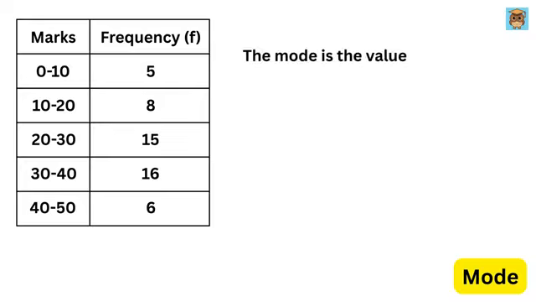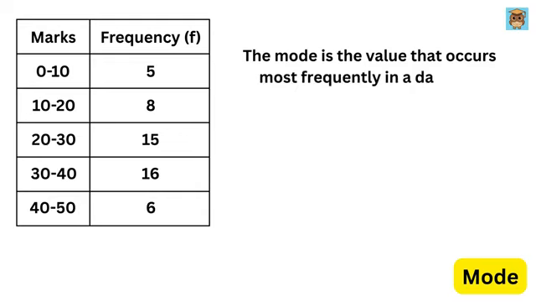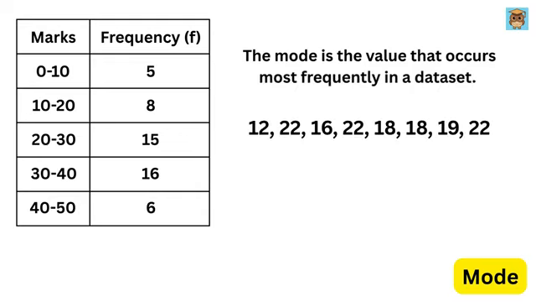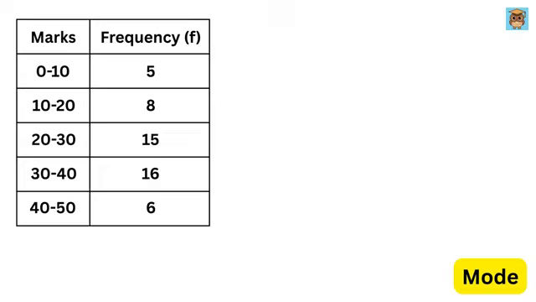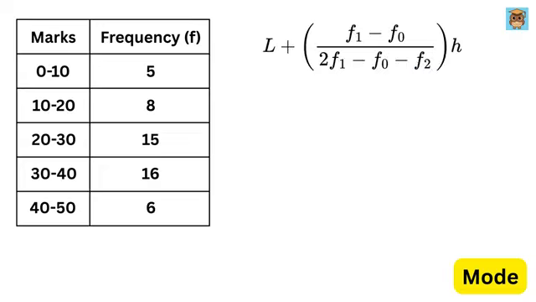The mode is the value that occurs most frequently in a data set. For example, if this is our data set, then 22 is the mode here because this number appeared 3 times, which is the highest frequency. For grouped data, we use this special formula to calculate the mode.